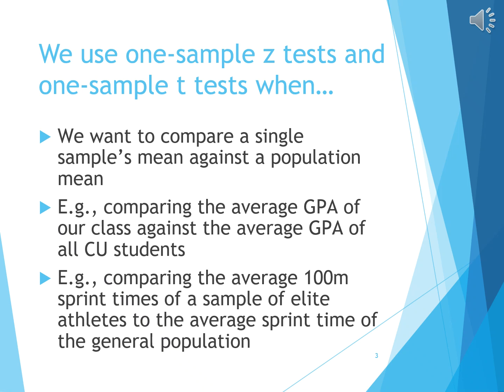Also, if we want to compare the average 100-meter sprint times of a sample of elite athletes, so one sample of elite athletes, to the average sprint time of people in the general population, that also would require a one sample z-test or a one sample t-test.